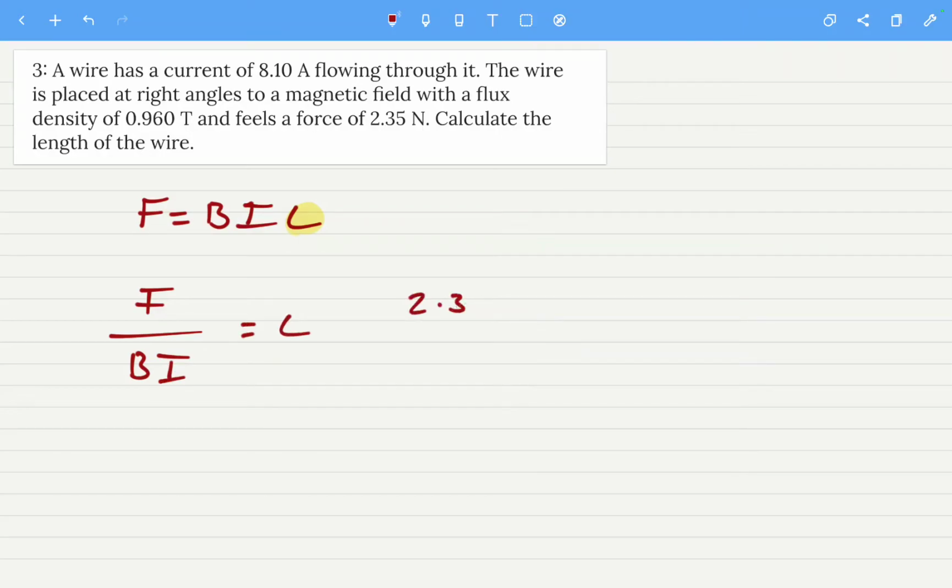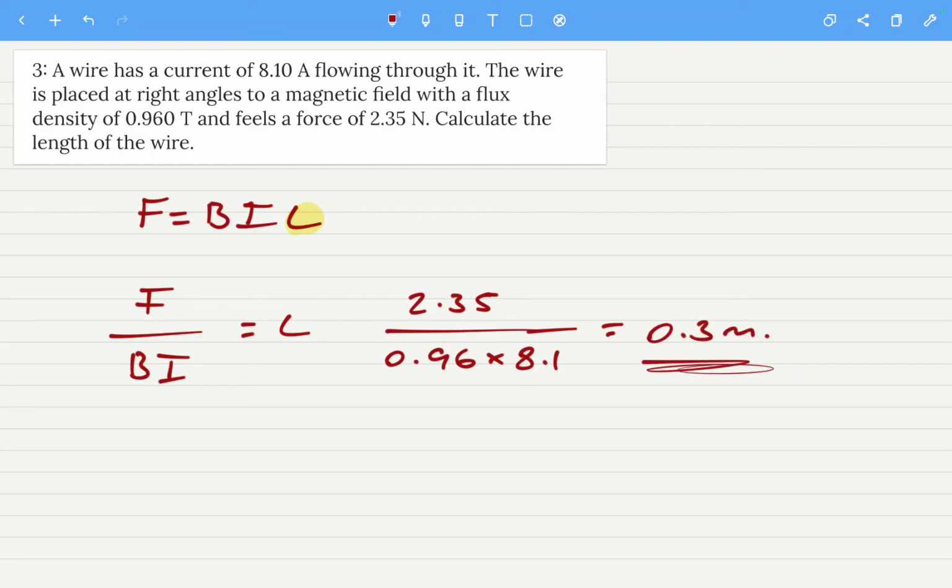It's 2.35 newtons divided by flux density 0.96 times the current 8.1 amps. That gives us a length of 0.3 meters. All right, so one more straightforward one, and then we'll try the extension question.